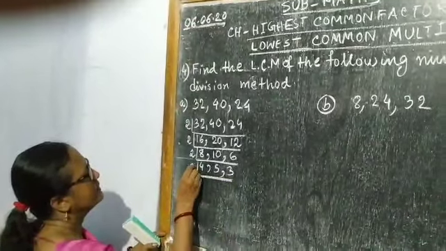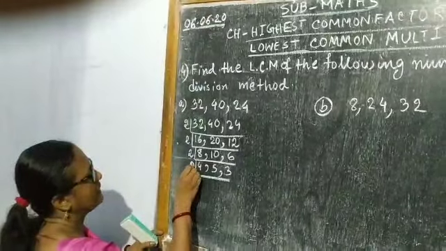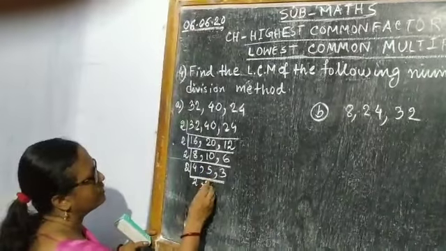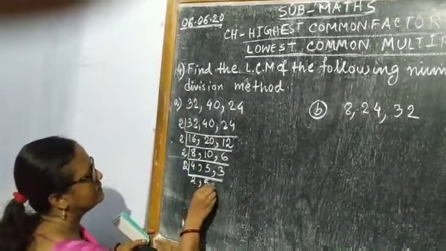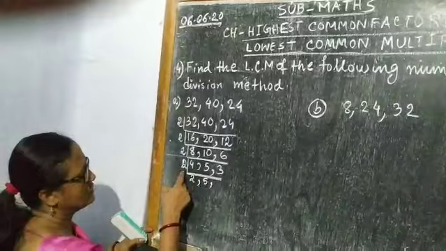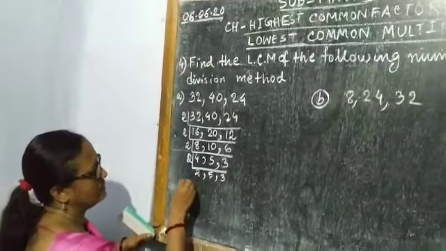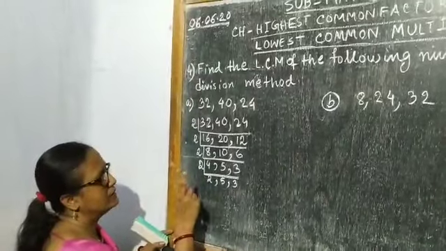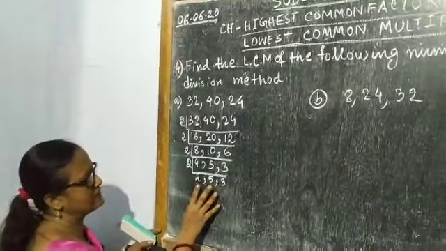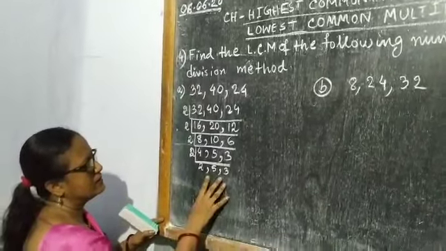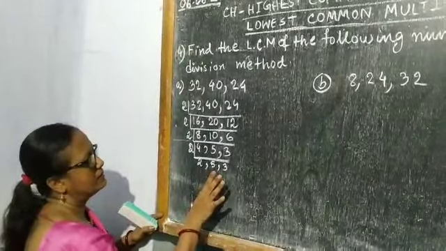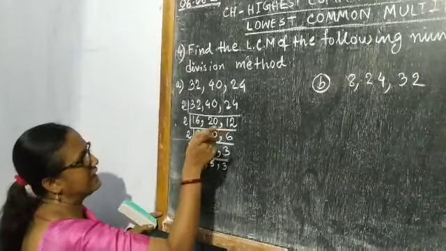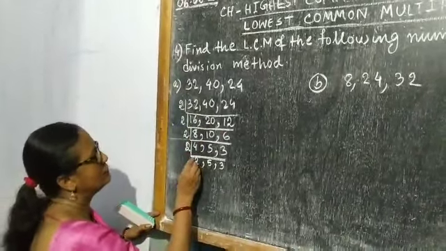Again, 4 divided by 2, 2. 5 is not divisible by 2, so copy it down without dividing. 3 is also not divisible by 2, so copy it down without dividing. Now see, in the case of the division method, we can stop the sum here because in the last row, the numbers have no common factors. But in the case of repeated division, you have to continue.